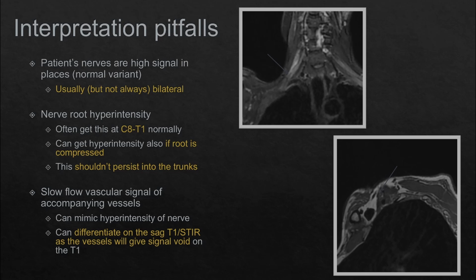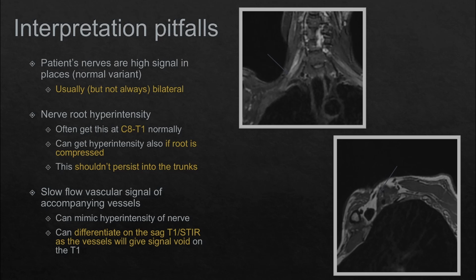The images here depict a third problem in which you sometimes get high signal of the nerve because of an accompanying vein in the plexus. This is because slow flow veins retain high signal, especially on some of the longer TE sequences that we use. As you can see in the top left image, there's an apparent C5 root hyperintensity due to a small vessel accompanying the C5 nerve root.